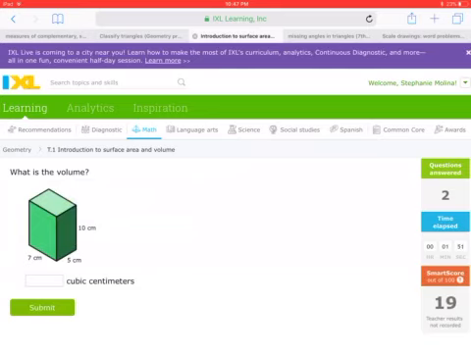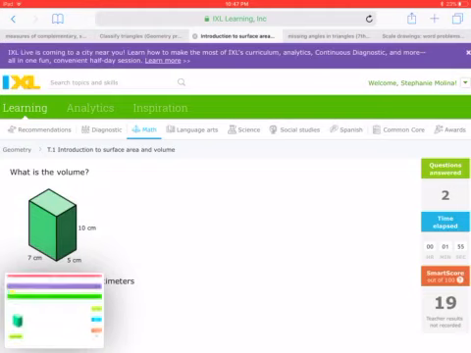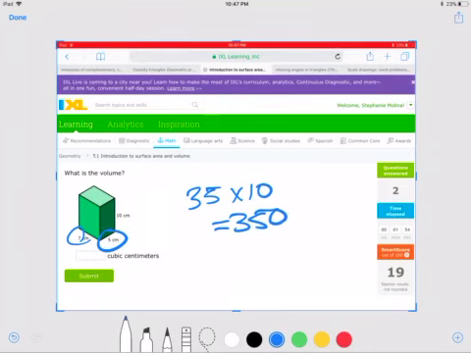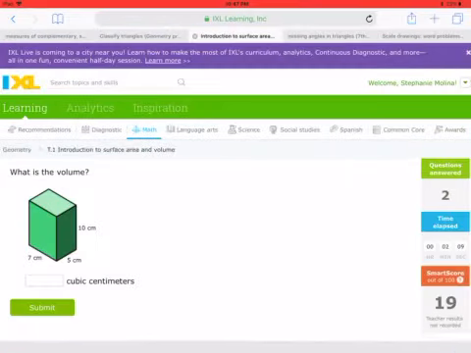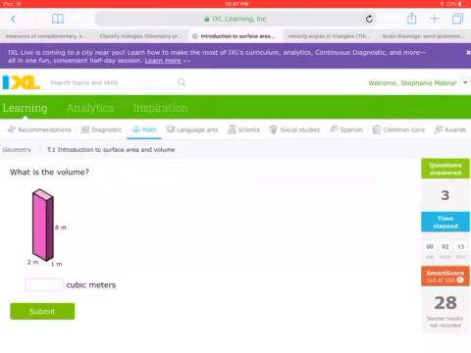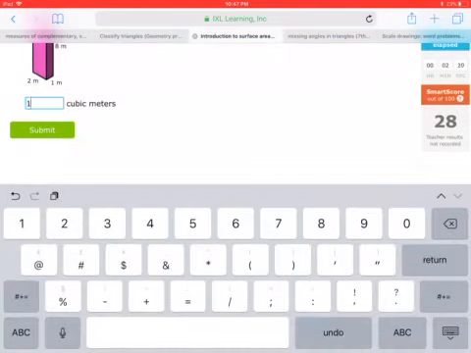Okay, what is the volume? Now it's volume. So volume is you multiply all three of those numbers. 7 times 5 is 35. 35 times 10 is 350. Okay, let's check that. Perfect. Now, what is the volume? 8 times 1 is 8. 8 times 2 is 16.